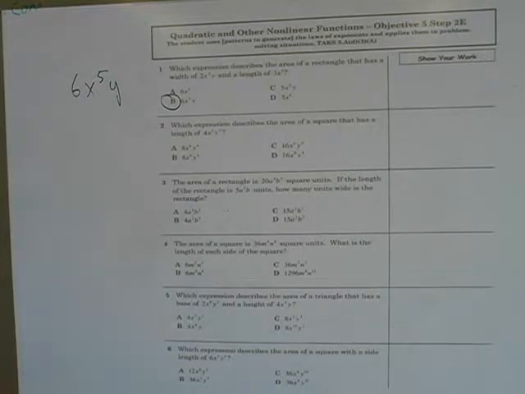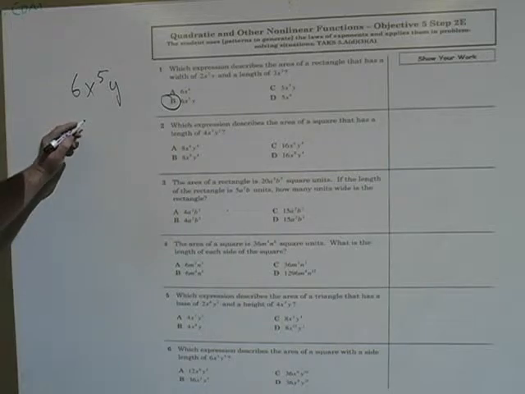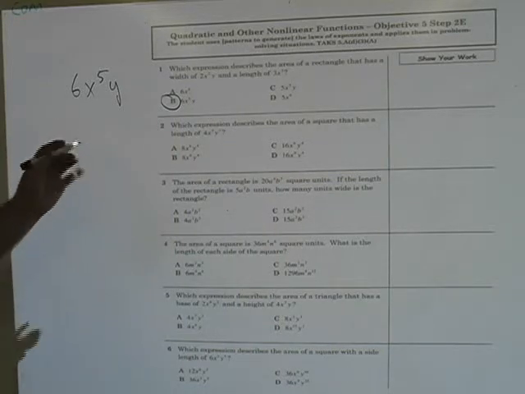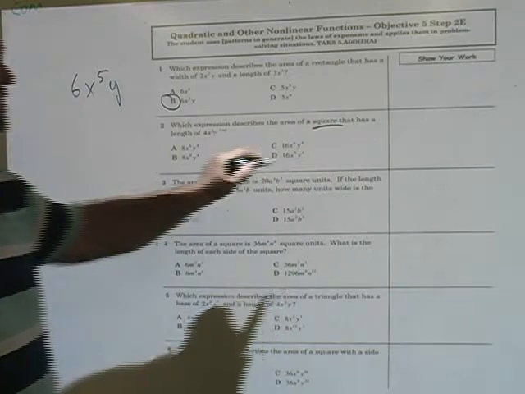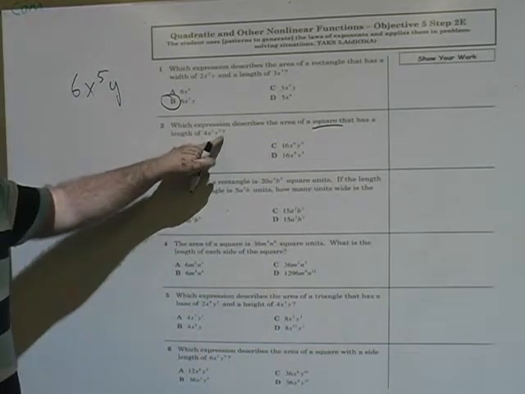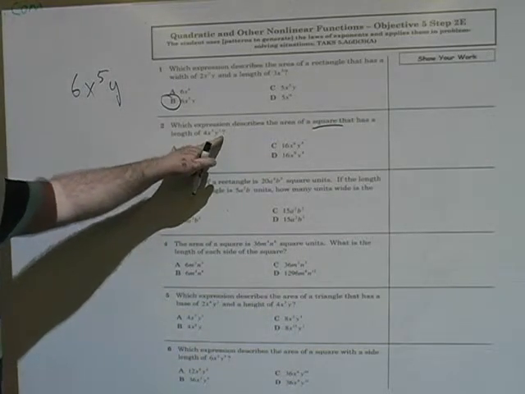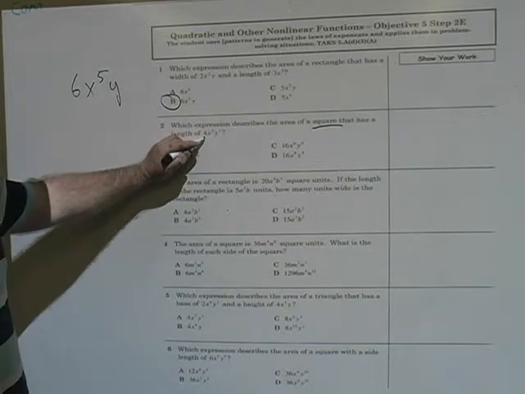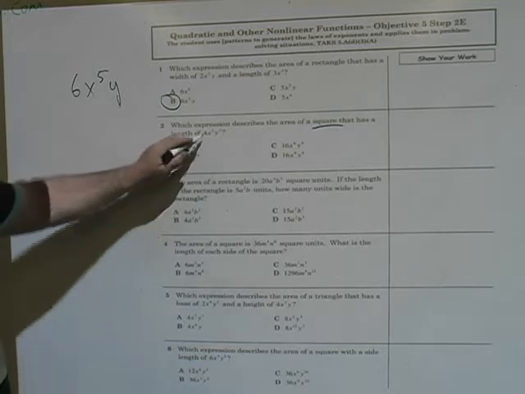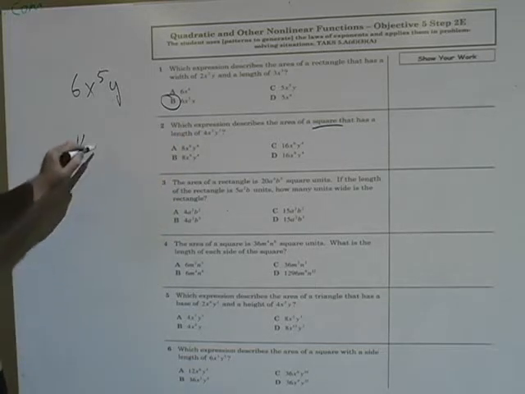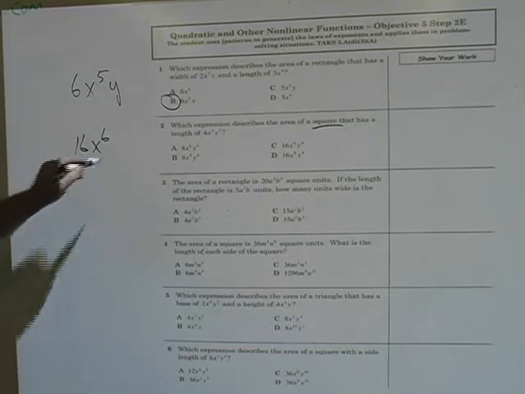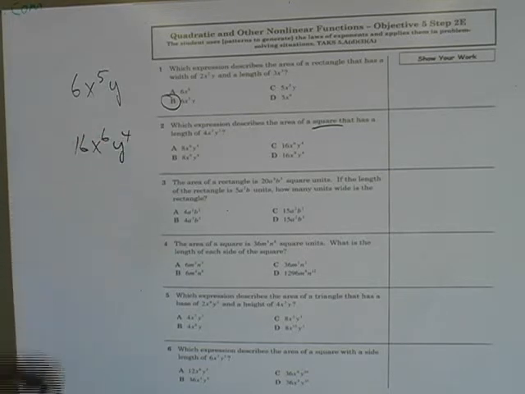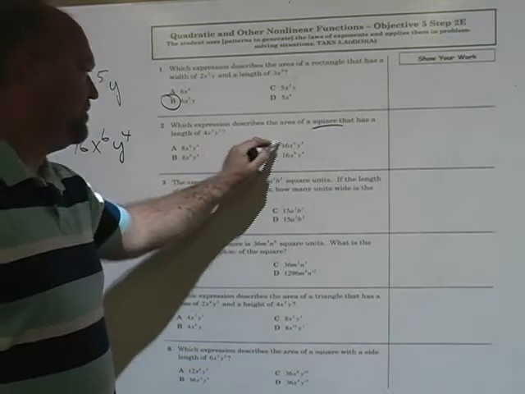Number 2. It's a square, so that's why they've only given you one dimension here. They've given you the length. They didn't give you the width, so you have to know the length and width are the same since it's a square. So multiply this by itself, you get 16 x to the 6th y to the 4th.